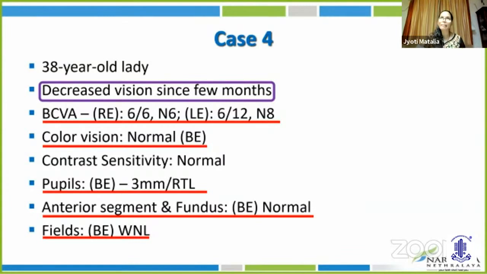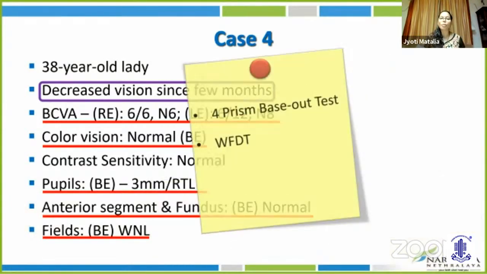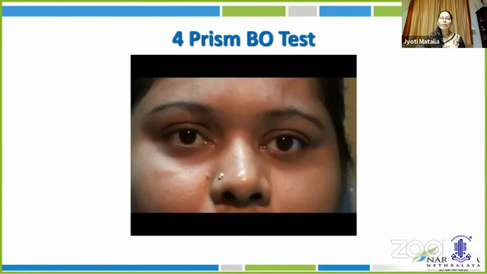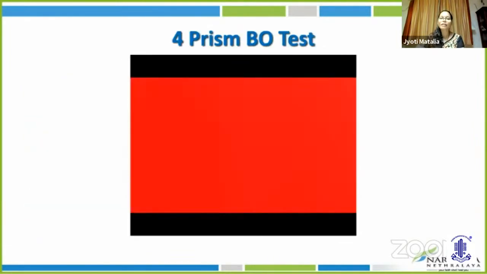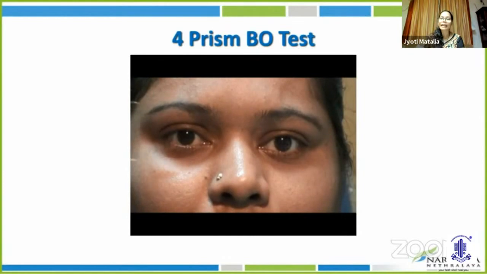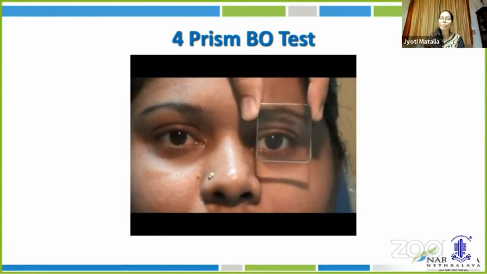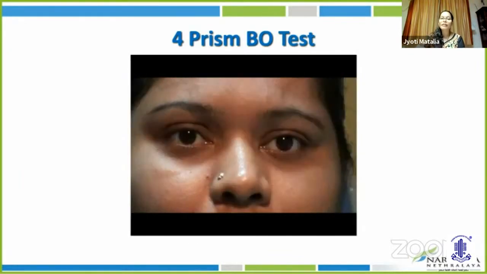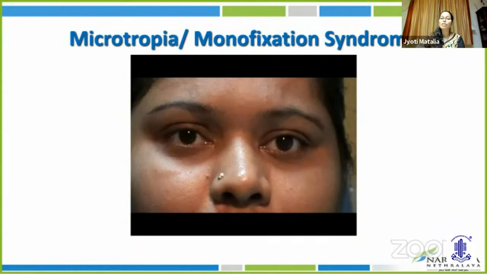So before you send the patient elsewhere, do a simple test in your OPD, a 4-prism base-out test or under WFDT. If you look at this one, when you're moving the 4-prism in front of the right eye, there's a movement in the right eye and left eye, if you see carefully. But when you use the same base-out prism in the left eye, there is no movement in either eye. This confirms a microtropia or monofixation syndrome. And so this patient had it since the beginning. It's only that we had to detect it in time.